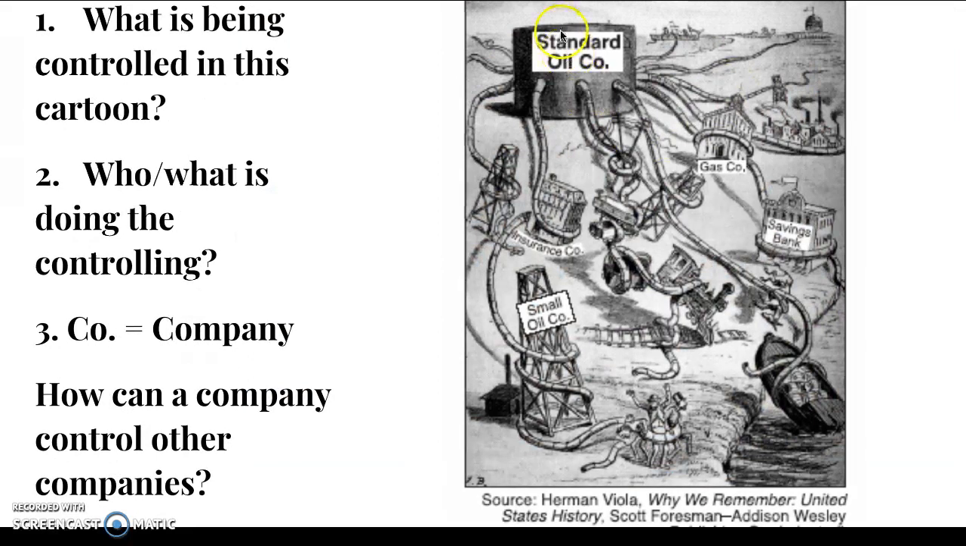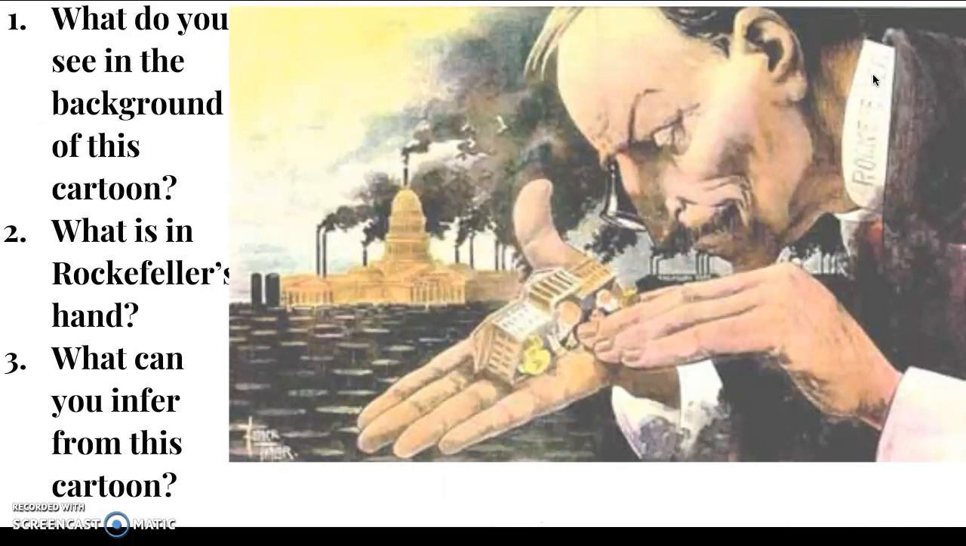All right, so this next one, we see Standard Oil again right here. So kind of look at what else is around Standard Oil. All right, this one's pretty interesting. So again, what do you see in the background? What's in his hand? And what can you infer from this cartoon? Note that this says Rockefeller. That's kind of hard to see as well.